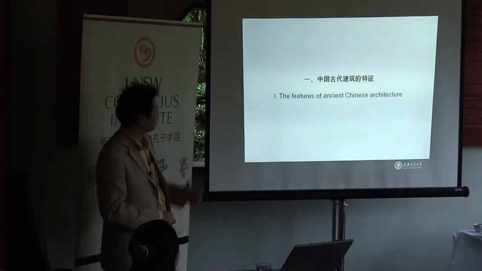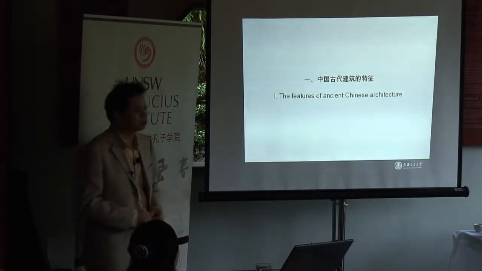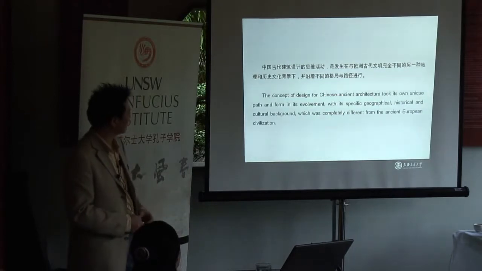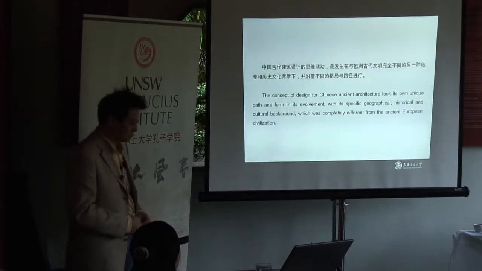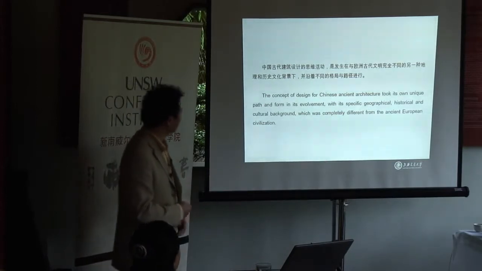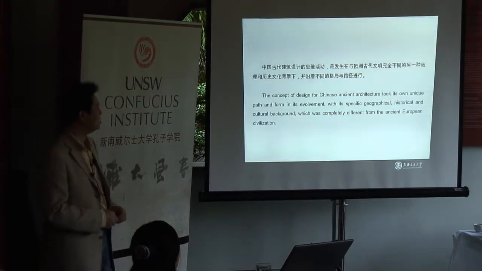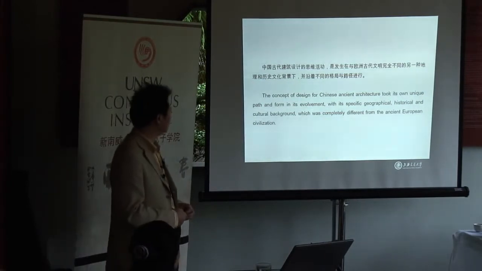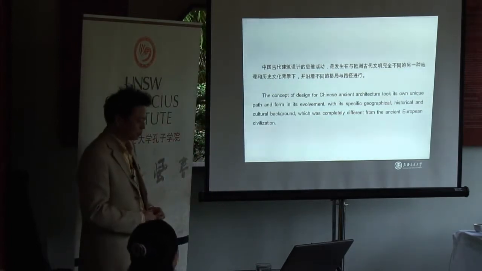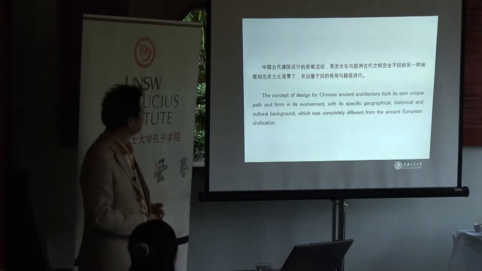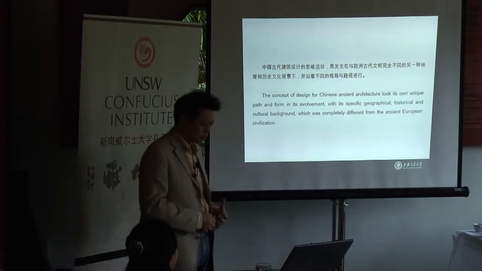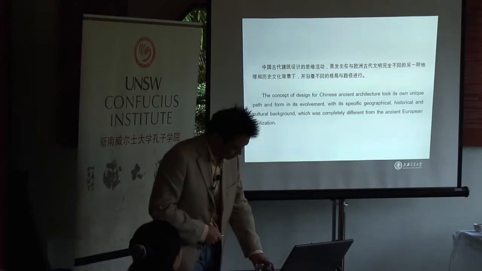At first we should talk about some features of Asian Chinese architecture. Maybe somebody has been to China many times and looked at some Chinese ancient architecture. Actually, the concept of design for Chinese ancient architecture took its own unique path and form in its environment, with its special geographic, historic, and cultural background, which was completely different from the ancient European civilization.